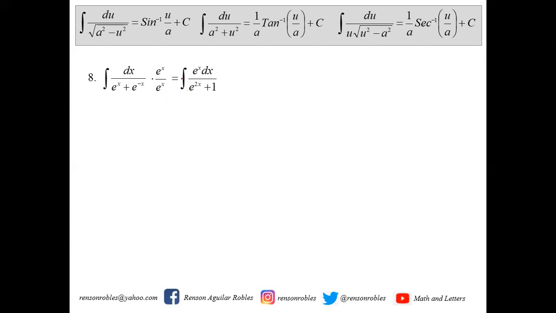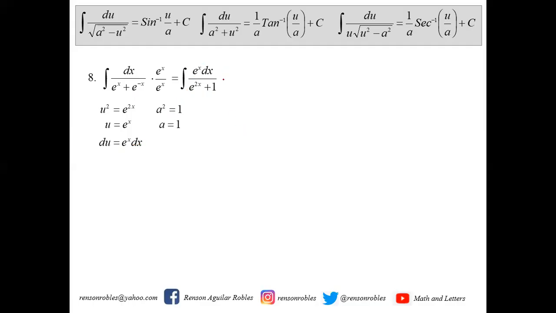Okay, and then we can now let u squared equal e to the 2x and a squared equal 1. Doing so, we have u equals e to the x and a equals 1. Then differentiating u, you have du equals e to the x dx, and we see it right here.